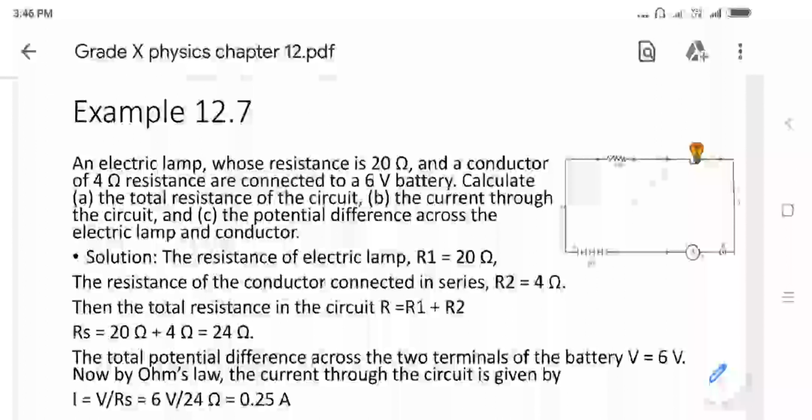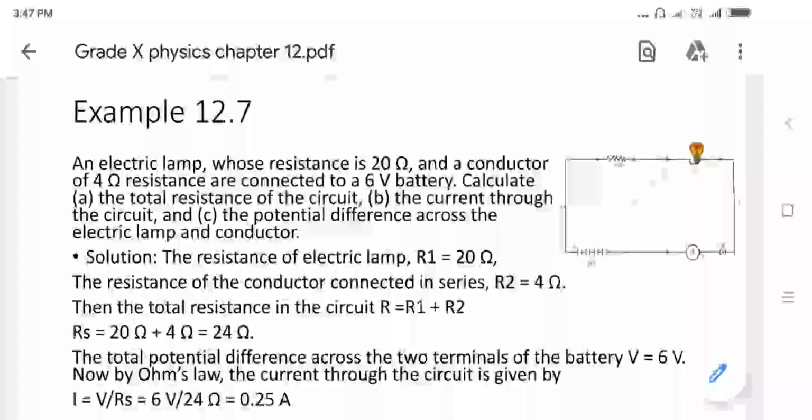So which things are given as shown in the figure? A lamp is given whose resistance is 20 ohm. A conductor resistor whose resistance is 4 ohm. A 6 volt battery. An ammeter is connected in series with a plug key. Now they ask us to calculate three things.